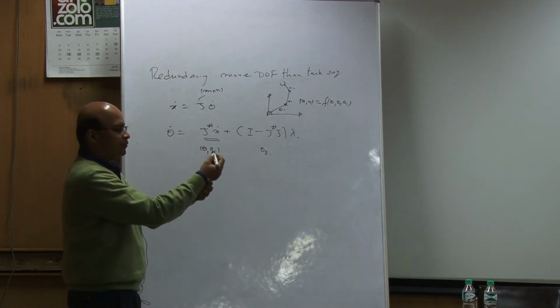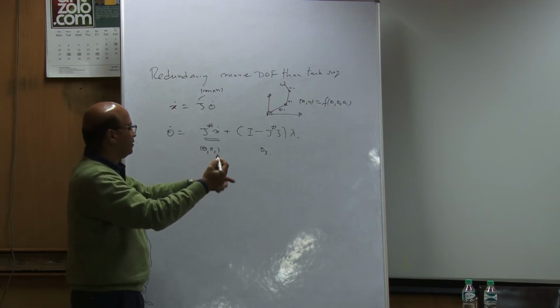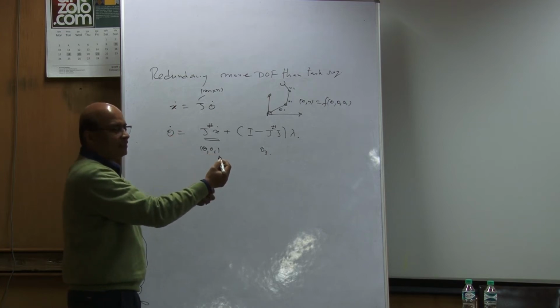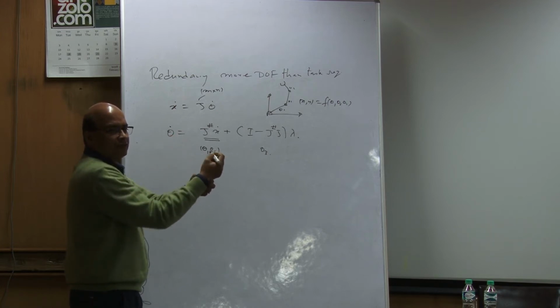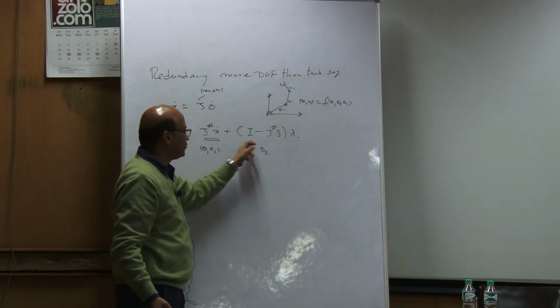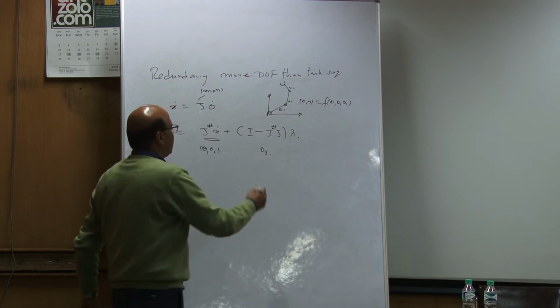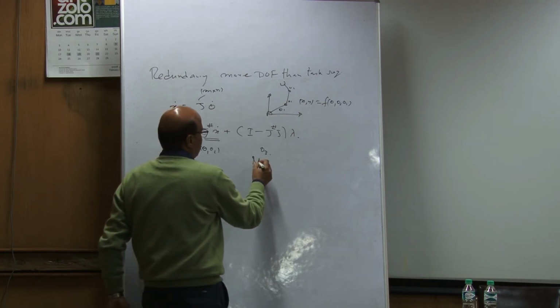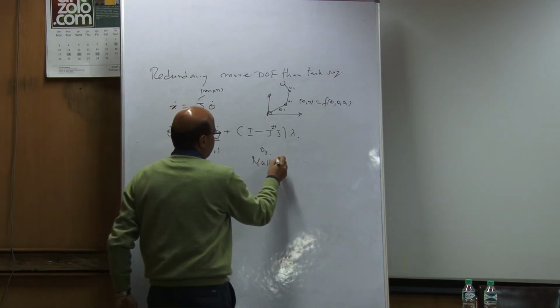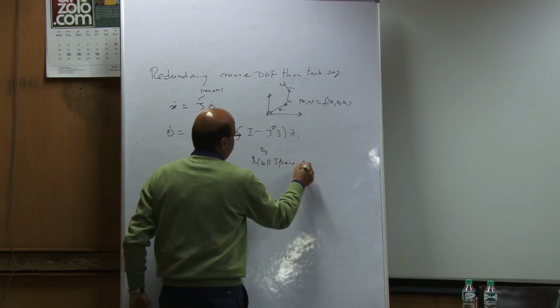Okay. So here, to keep this arm here, I'm using three or four joints. The other joints are free and are doing all kinds of things, and it is not going anywhere. Those free joints are redundant. So this is what we call the null space. Mathematically, this is called the null space of J.